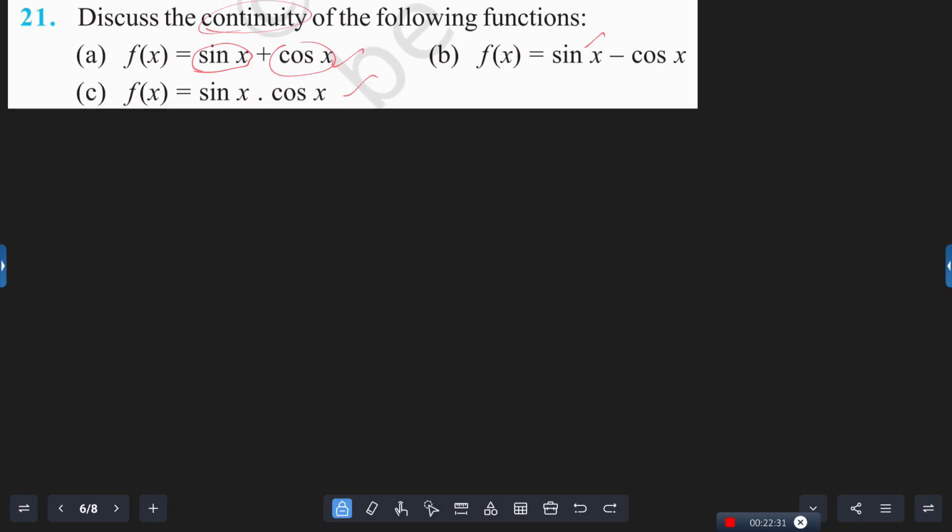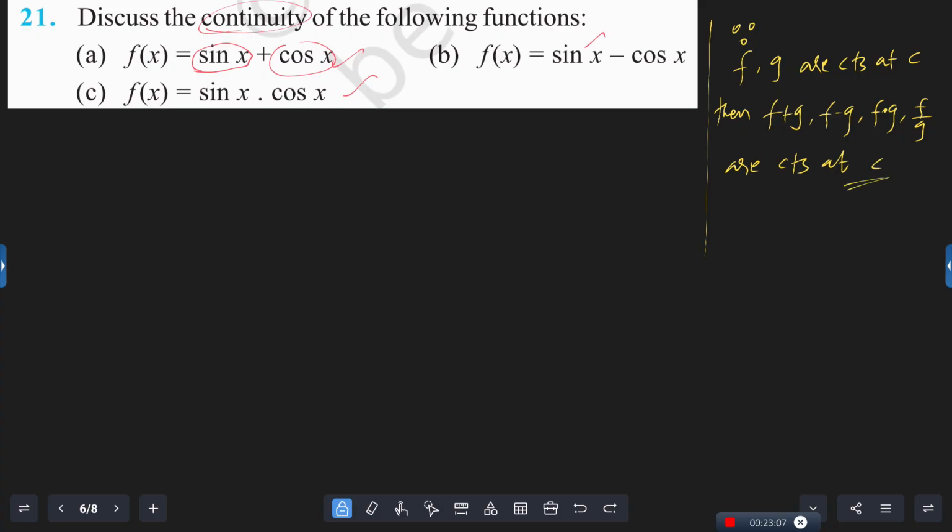Without knowing cos and sin, you cannot come back here. That is what I have done. So now we can go to question 21. Using theorem number 1, I have given one formula, already in the introduction. If f and g are continuous at c, then f plus g, f minus g, f into g, f divided by g are continuous at c. Here g not equal to 0, don't forget. These things we know, so I am going to use that now.